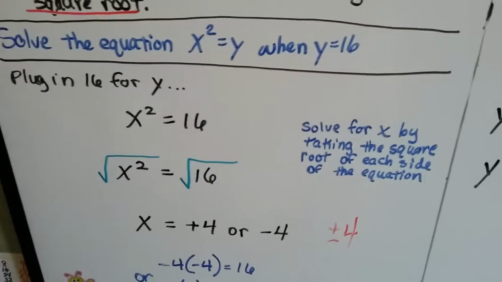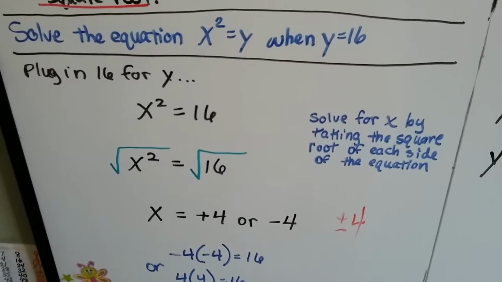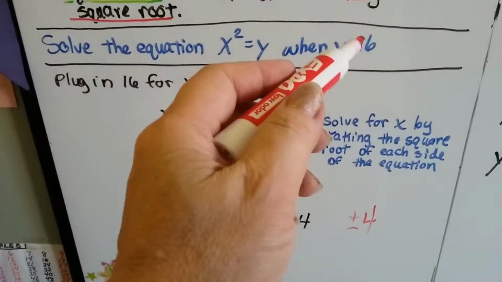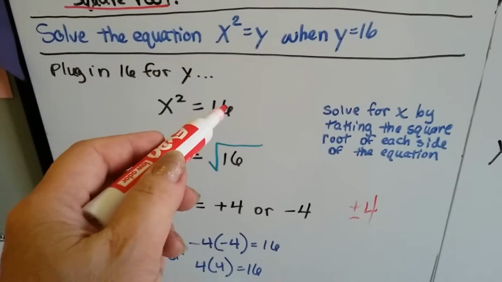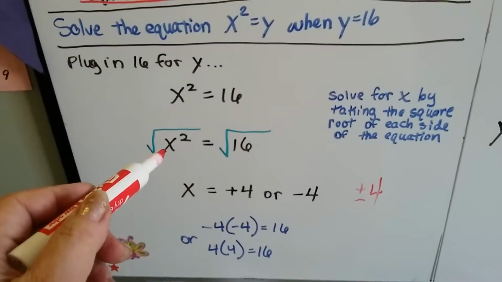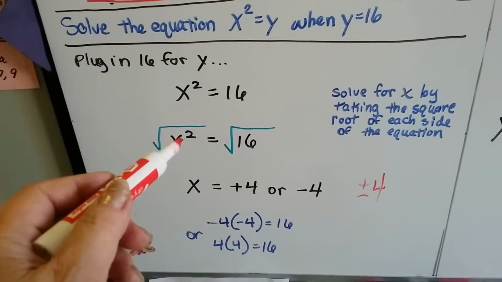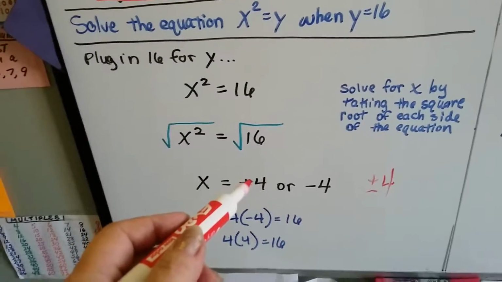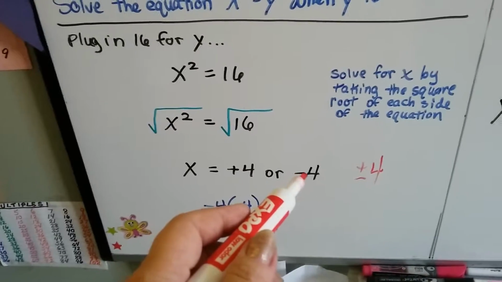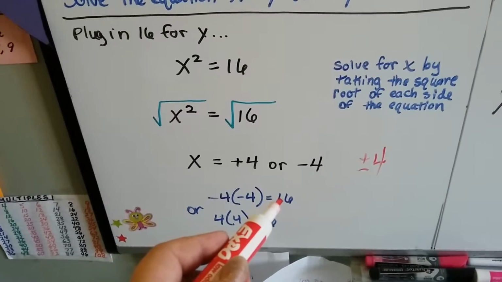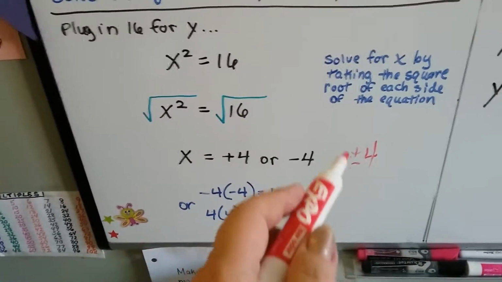If we're given this, solve the equation x squared equals y when y equals 16, we plug in the 16 for the y, right here. Now we have x squared equals 16. We solve for x by taking the square root of each side of the equation. X times x equals x squared. So now that's just an x, and 4 times 4 is 16, so that's just a 4. But wait, it could be a negative 4, because negative 4 times negative 4 also equals positive 16. So our answer is plus or minus 4.